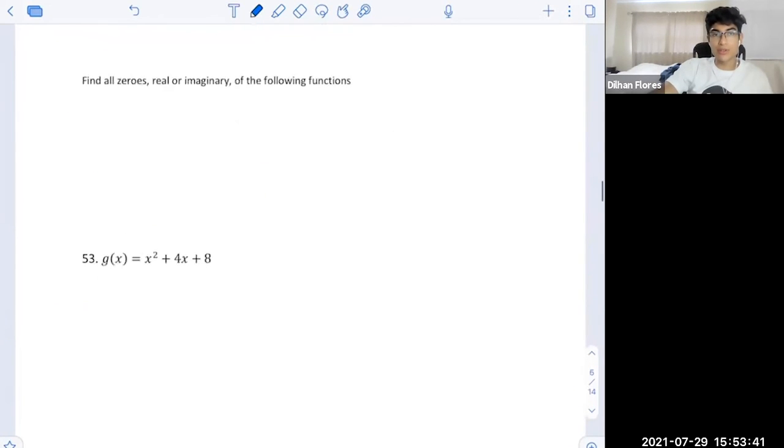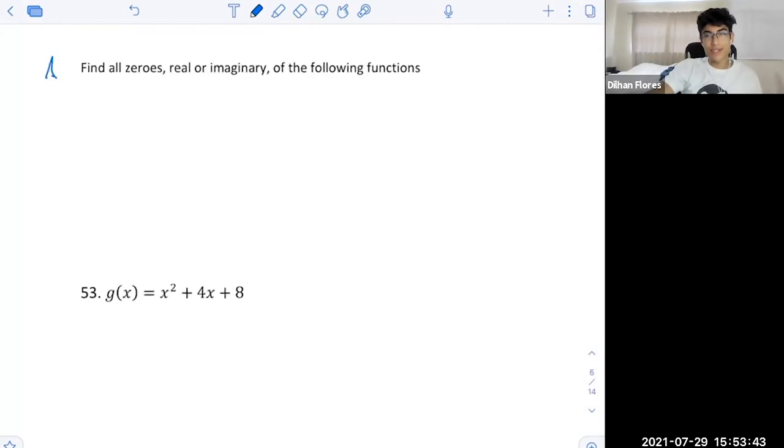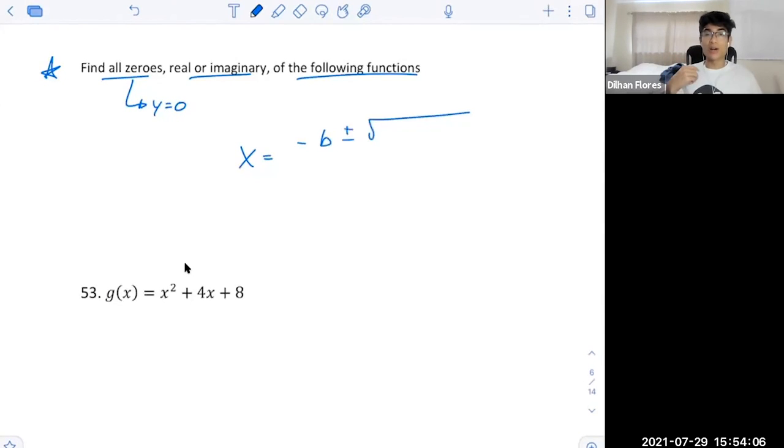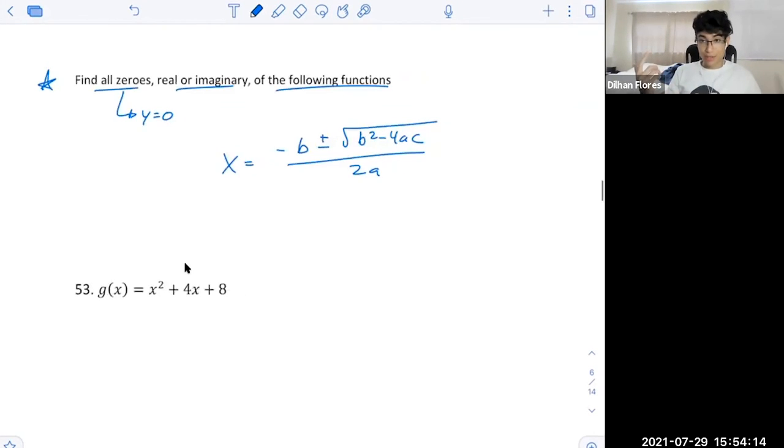Find all zeros, real or imaginary, of the following functions. Guys, you want to find the solutions that are all real or imaginary for a function. That's your key, the or imaginary. That means that you are looking at the quadratic formula. X is equal to negative b plus or minus the square root of b squared minus 4ac all over 2a. If you don't have that equation already memorized, I highly recommend you do. Super valuable stuff. And then just plug in your terms.